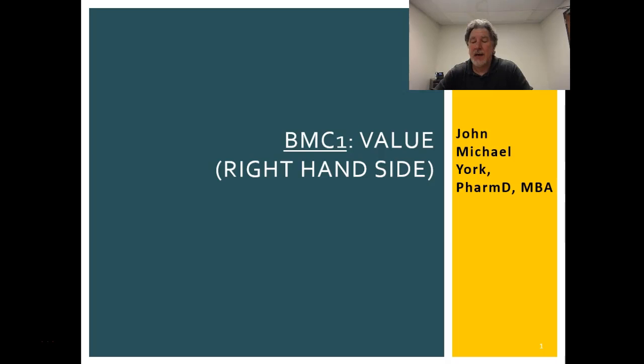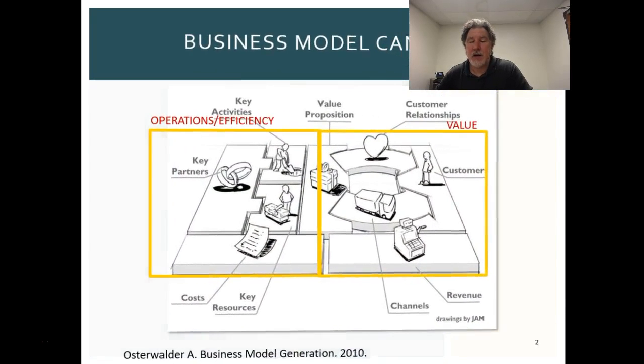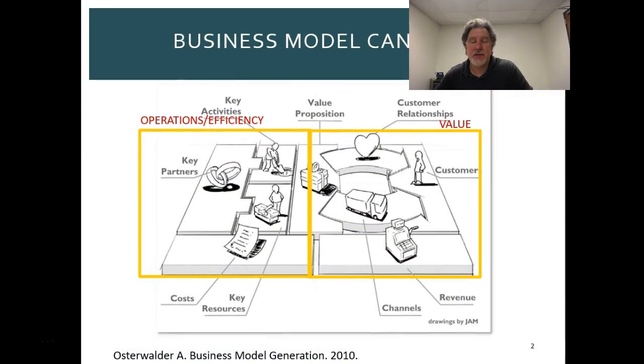And the BMC covers 9 different segments, and it's really a great tool because it covers, as we said, the value side, the value creation and value extraction side, which we will cover today. And then in a follow-on lecture, we'll cover the operations or efficiency side, which deals more with the cost.